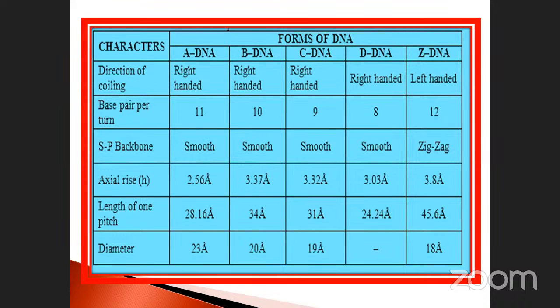Axial rise: 2.56 Angstrom, 3.37 Angstrom, 3.32 Angstrom, 3.03 Angstrom, 3.8 Angstrom. The first one is 2.56. Others are 3 and more.